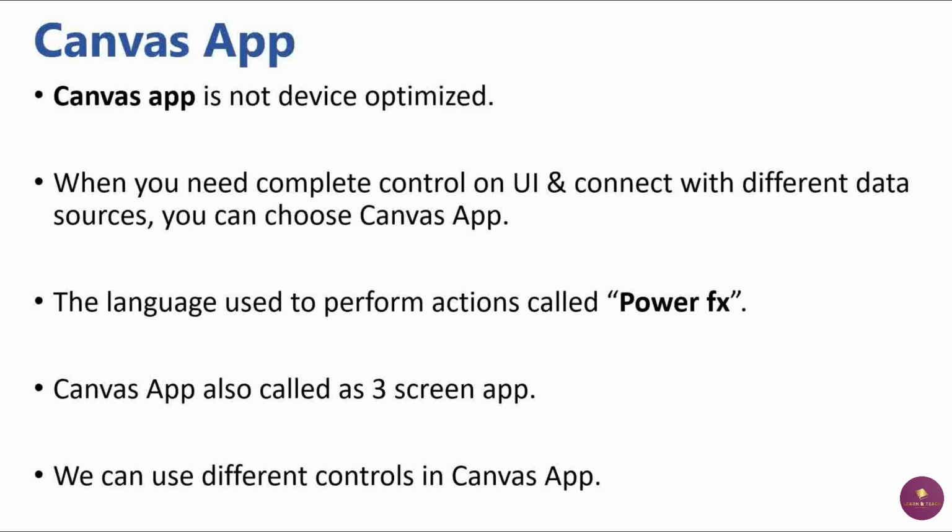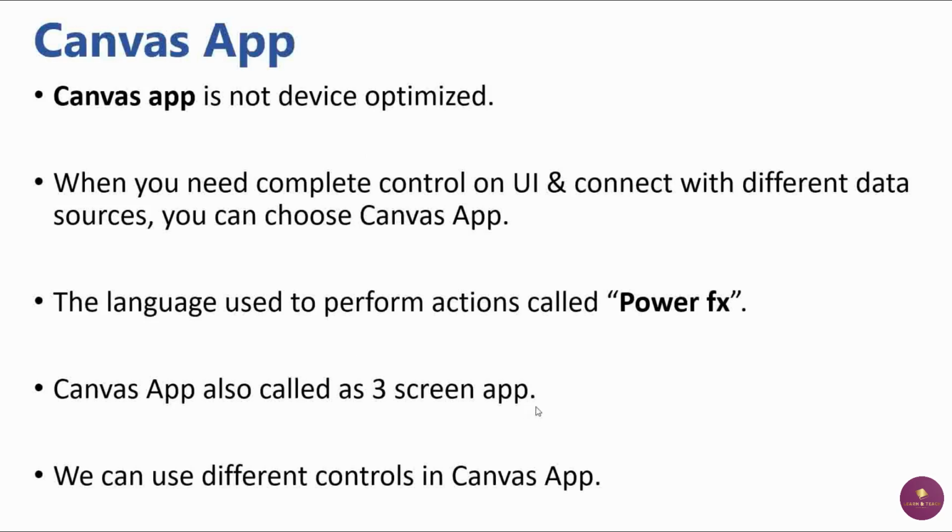And in the Canvas app, whenever you want to move from one screen to another screen, you will perform some actions by using the language called Power Fx. We call the Canvas app a three-screen app. Whenever you are creating any Canvas app, it will show three screens. Those are the browse screen, detail screen, and edit screen. That's why we are calling it a three-screen app.